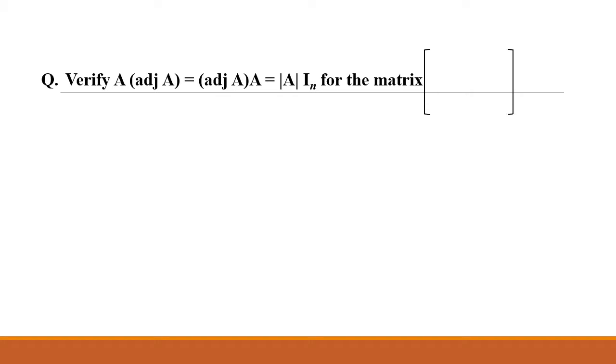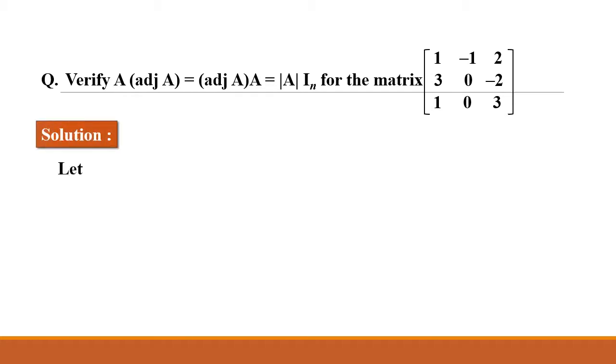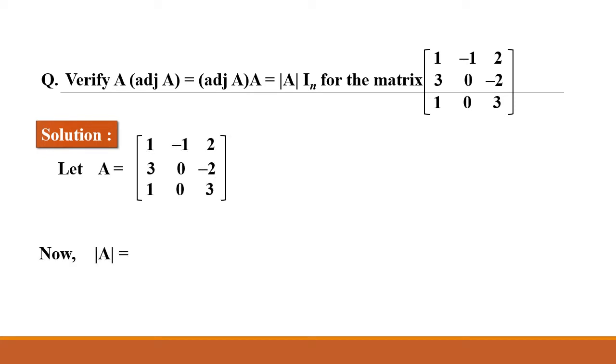Next, verify A into adjoint of A is equal to adjoint of A into A, which equals determinant of A into I for the matrix 1 minus 1 2, 3 0 minus 2, 1 0 3. So again let us consider the given matrix. First we will calculate the determinant of A. We will expand it using the elements of the first row.